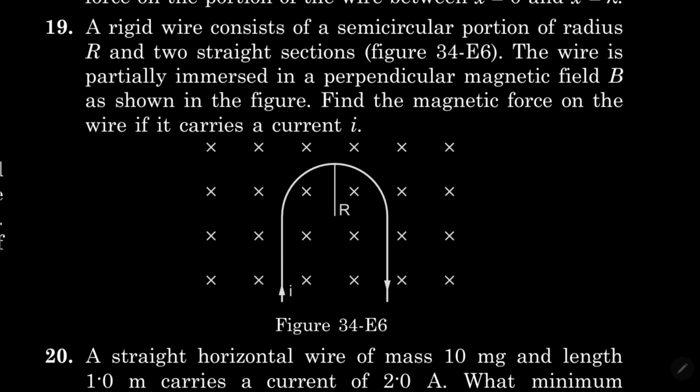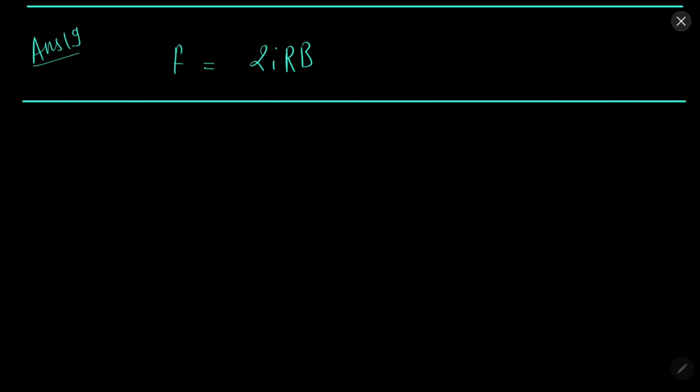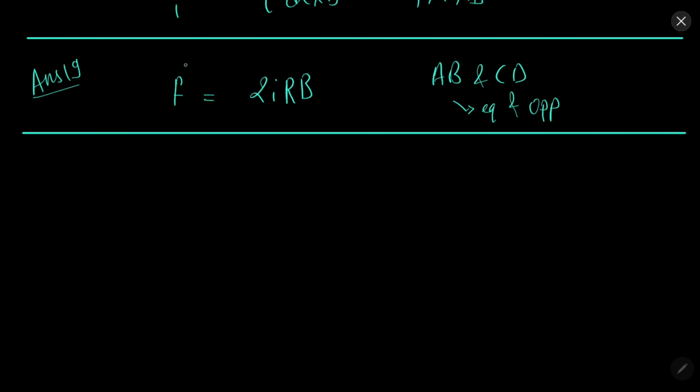In 19, the figure is given, we need to find magnetic force on the wire. Solution 19. So the net force due to semicircular loop will be 2 IRB, and force due to wire AB and CD are equal and opposite, so they will cancel each other out. So only for semicircular loop this force will be there.